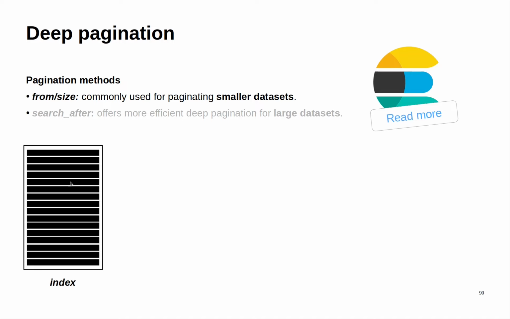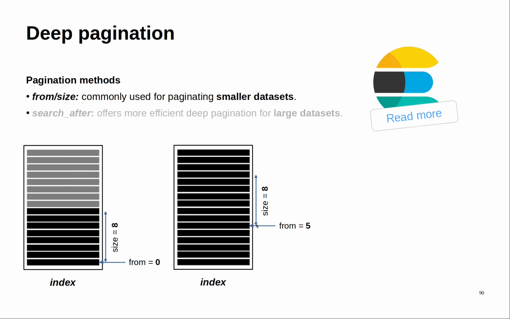In this index, the from parameter indicates where Elasticsearch should begin fetching documents, while the size parameter specifies how many documents to return. If from is set to 0 and size is set to 8, we will retrieve the first 8 documents from the index. If we change from to 5, Elasticsearch will skip the first 5 documents and start retrieving from there.